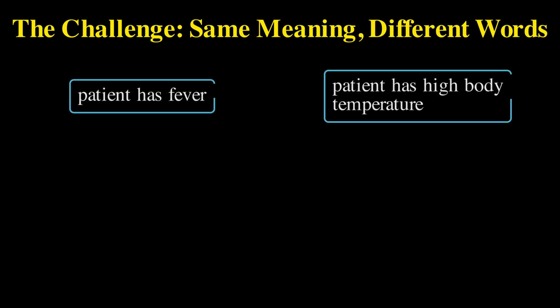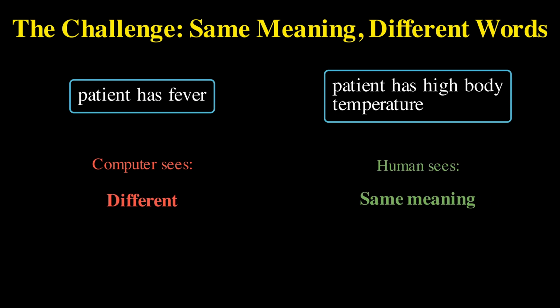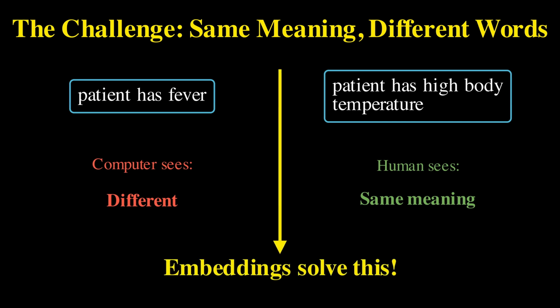Here is another problem. Look at these two sentences. "Patient has fever" and "patient has high body temperature." To us humans, these mean exactly the same thing. But to a computer, they are completely different. Different words, different characters, no connection at all. This is where embeddings come into the picture. Embeddings teach computers to understand that these sentences have the same meaning even though they use different words.